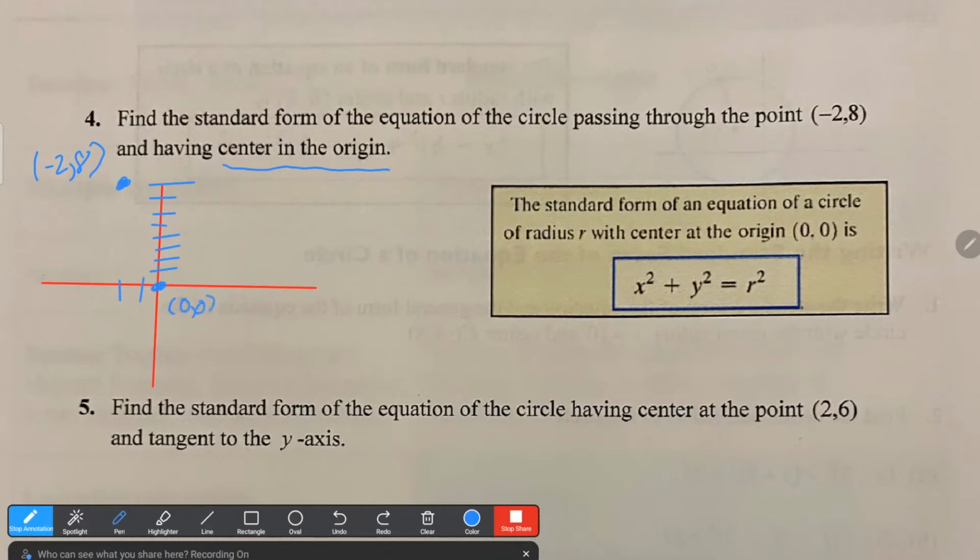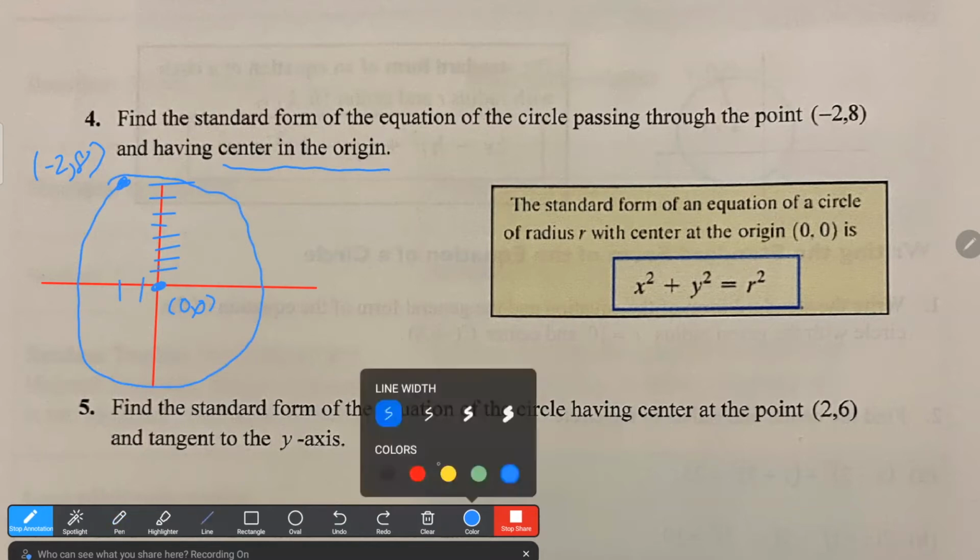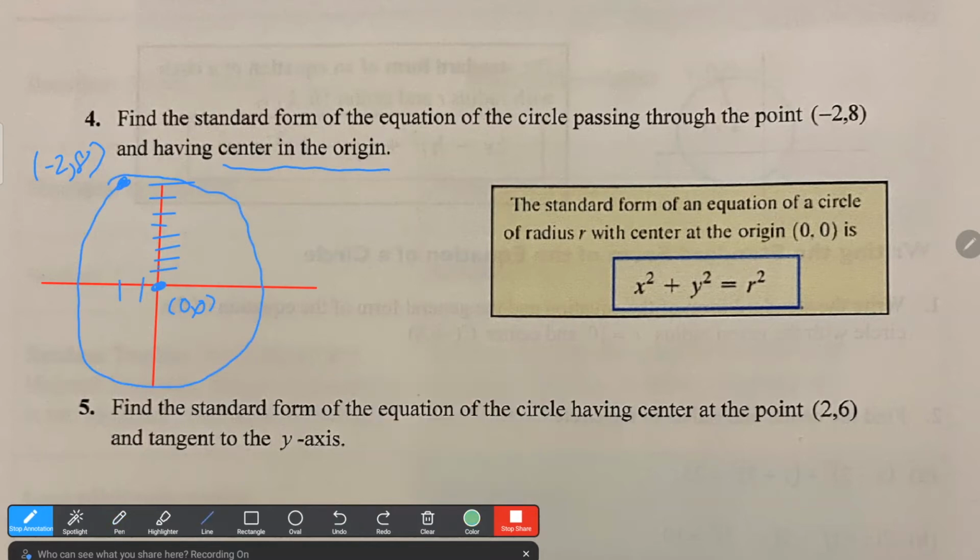So if I was to draw something that's centered at 0, 0, but passes through that point, it's going to be something kind of like this. It's not a good circle, but you get the idea. Now the radius of the circle is going to be right here, from this point to this point.